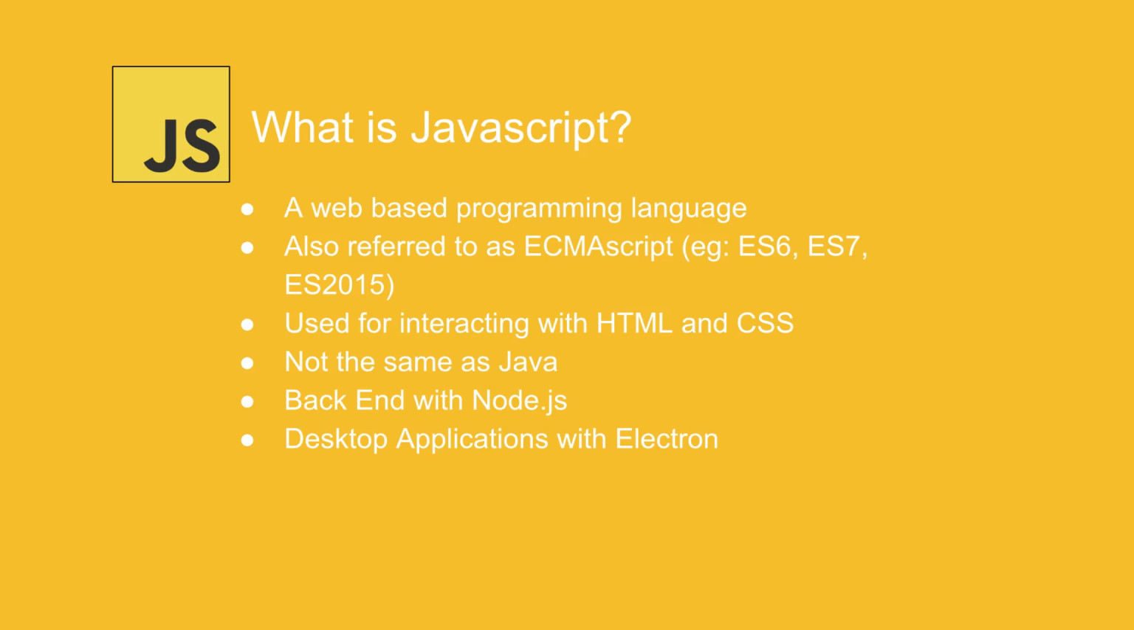The backend can be done with Node.js, so you can write JavaScript backend servers with Node.js. We'll not be focusing on that in this course. We will have a Node.js course in the future, but that's a little bit far off. And you can also make desktop applications using Electron, by writing in HTML, CSS, and JavaScript.